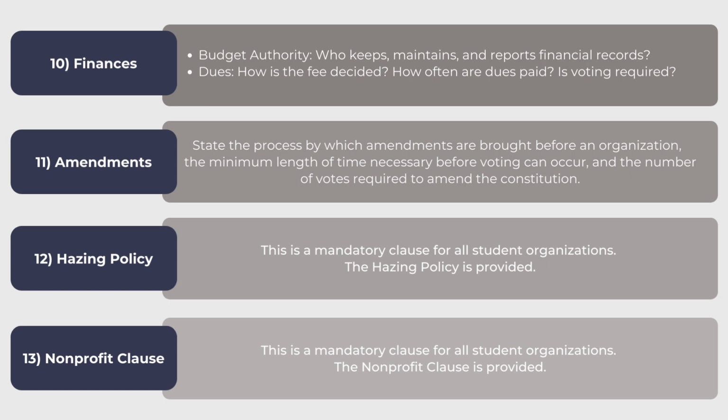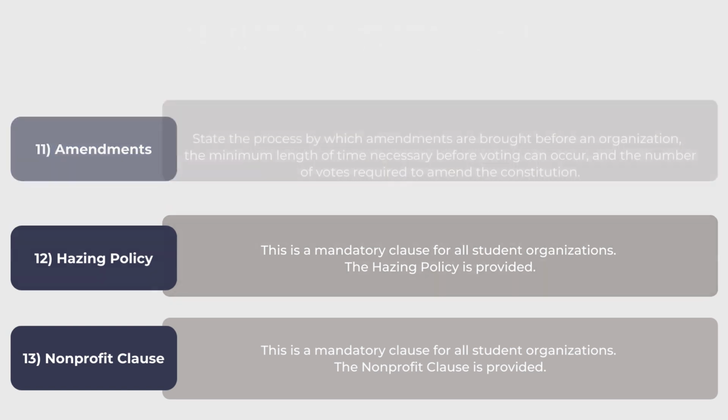For amendments, you want to state the process by which amendments are brought before an organization, the minimum length of time necessary before voting can occur, and the number of votes required to amend the Constitution. Next, you will include the hazing policy and the nonprofit clause. Both of these are mandatory for student organizations, must be copied verbatim, and are provided later in this presentation.